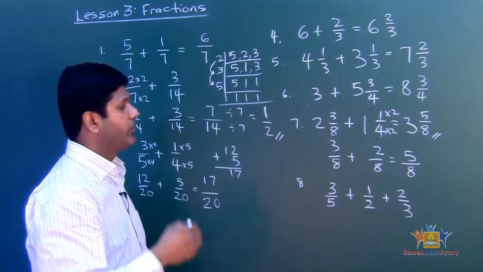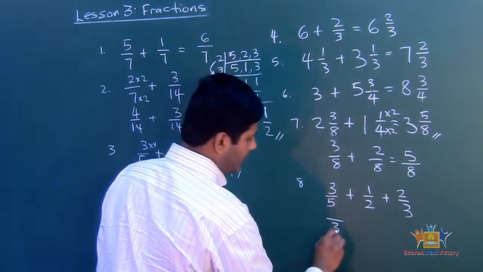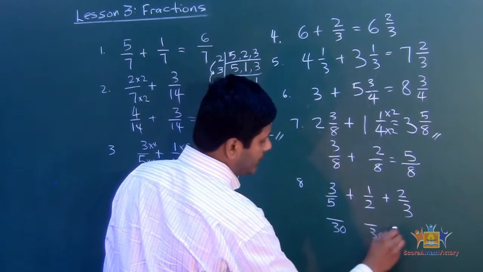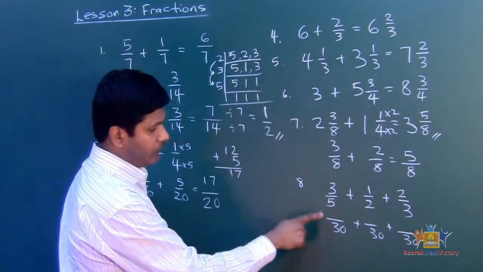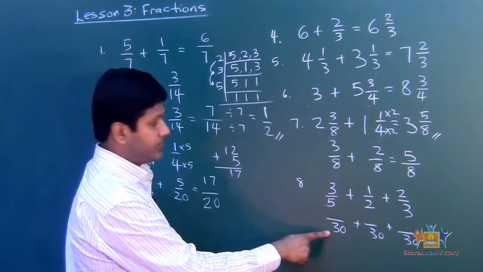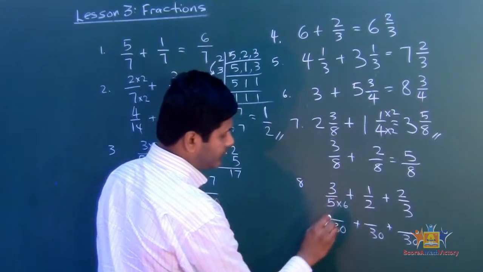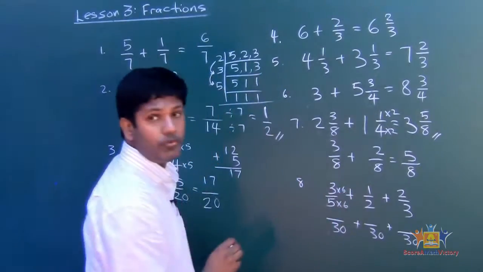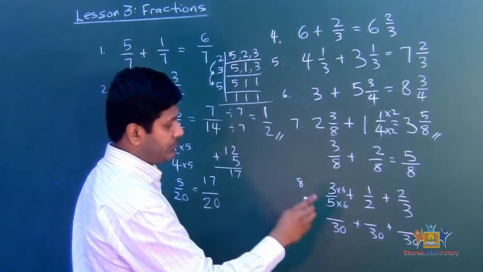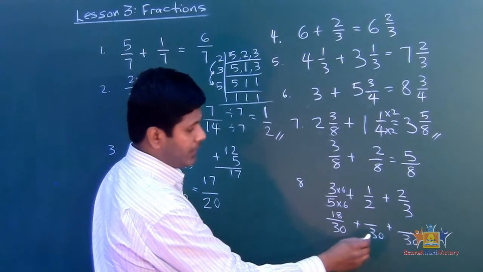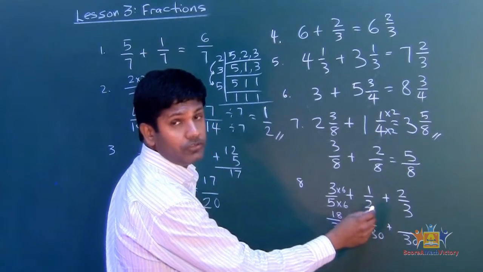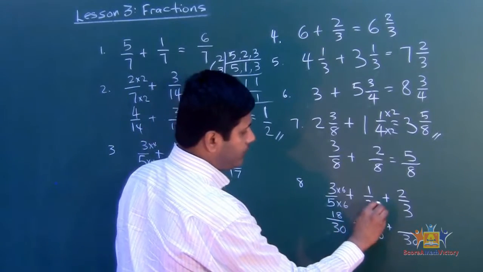6 times 5 is 30. So I'm going to make all of these have 30 as my denominator. See that? How do I go from 5 to 30? Times it by 6. I'm multiplying this by 6. That means I'm also going to multiply the numerator by 6. 3 times 6 is 18. How do I go from 2 to 30? I can take 30 divided by 2, which gives me 15. So I'm multiplying it by 15.